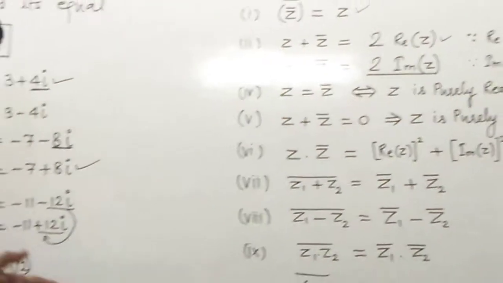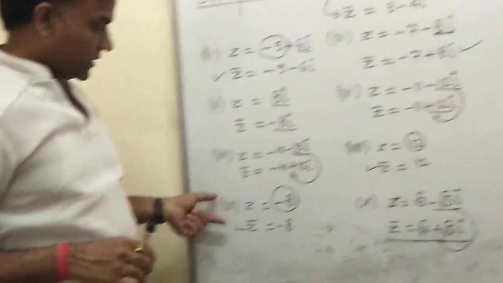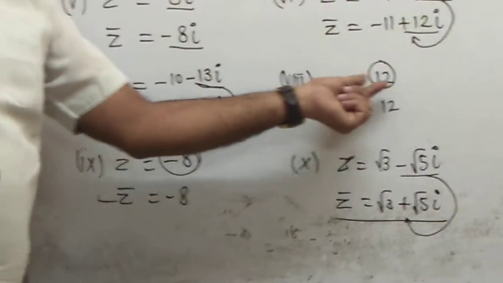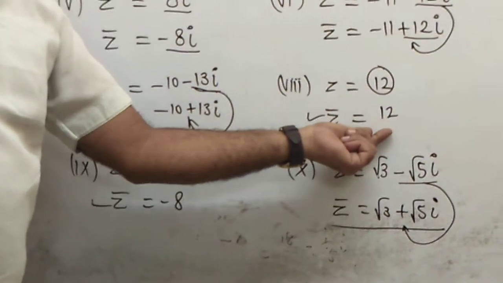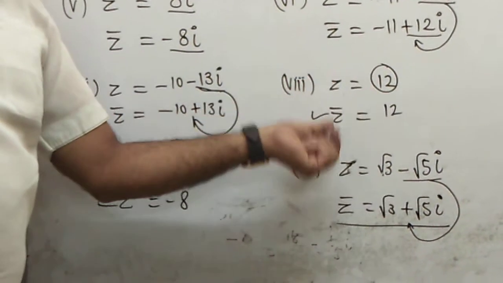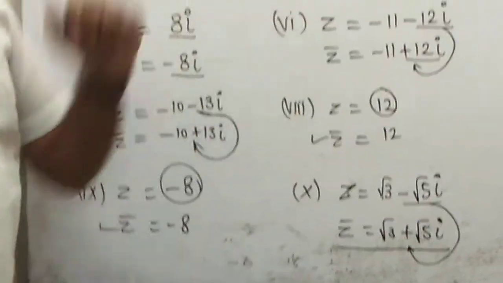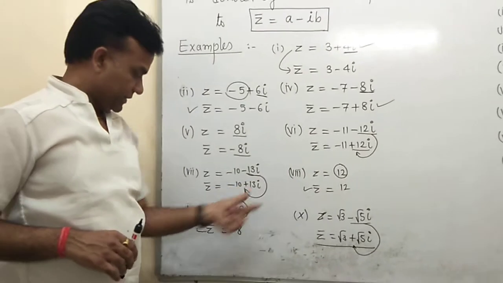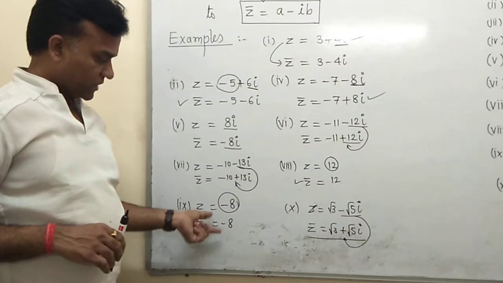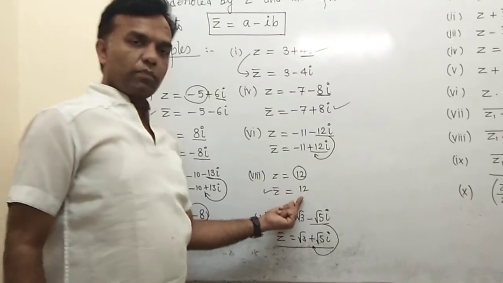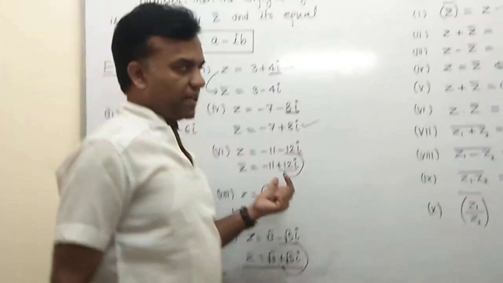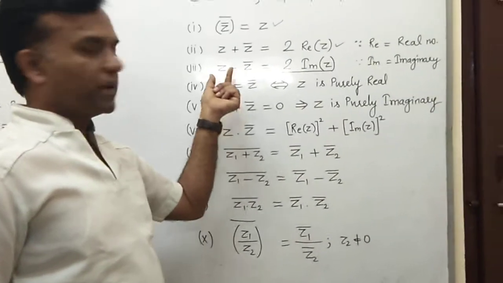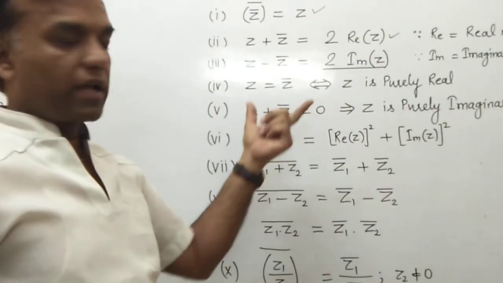Okay, here we have the examples, like 8th example and 9th example. z equal to 12, z bar equal to 12. So there is no change. z and z bar both are the same. So property number 4 is exemplified by examples 8 and 9, because there is no change and no iota here, so it is a purely real form. So z is purely real when the complex number and its conjugate are both equal.